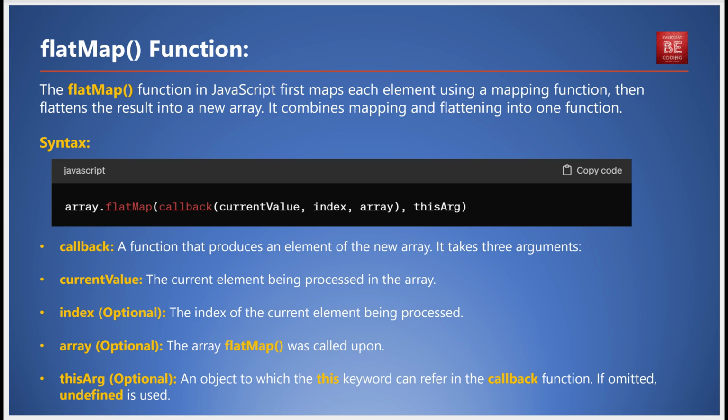The function takes in a callback function, which produces an element of the new array. This callback function takes 3 arguments: the current element being processed, the index of the current element, and the array FlatMap was called upon. There's also an optional thisArg parameter, which can be used to refer to the this keyword in the callback function. If it's omitted, undefined is used.